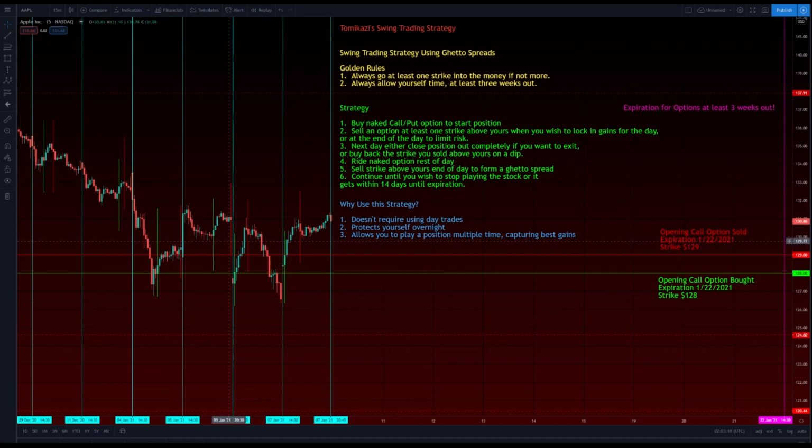The reason to use this strategy specifically is it doesn't require using any day trades. It protects you from exposure overnight, so these gap downs overnight, you don't get dinged on. You do get a little dinged if you go overnight and it gaps up, but that's part of the risk, because you're trying to play the intraday trades. You don't care so much overnight. The other nice thing is you can play this multiple times and capture the best gains that way.